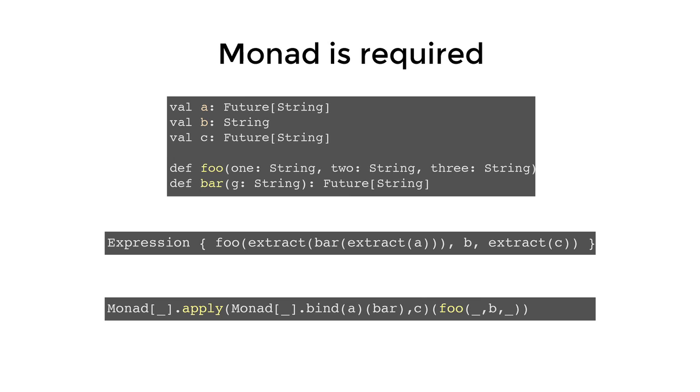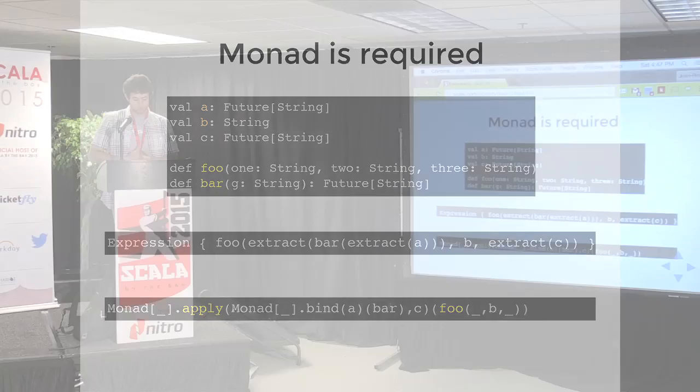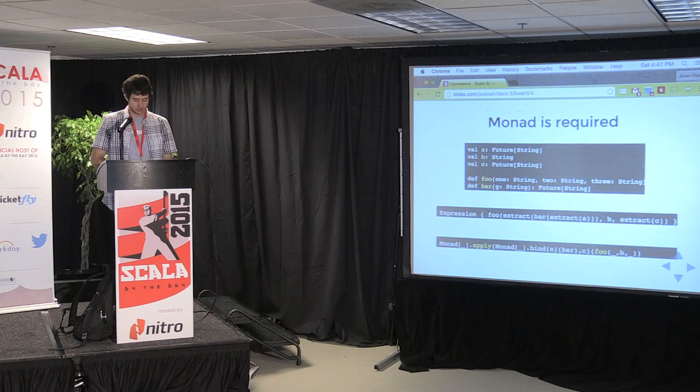So that's that. Here's an example where monad is required. We have a function foo, which takes strings, and a function bar, which takes the string. And the function bar produces a string. And so our code with an expression is extracting A, which is a future, calling bar, and then we get another future, which we need to extract again. And then we pass that into foo.